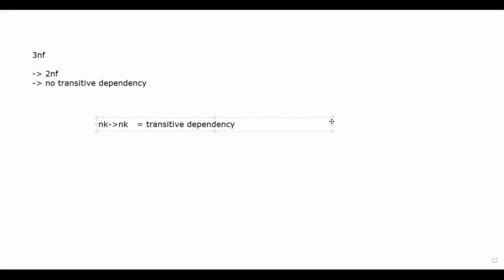See, what I said, NK to NK should not be present. In the last question, you have NK to NK. So as NK to NK is there, it is not in 3NF. The answer is that it is in 2NF. Even a single NK to NK present means it is not in 3NF. Single or double, it doesn't matter. NK to NK should not be there. That's all.